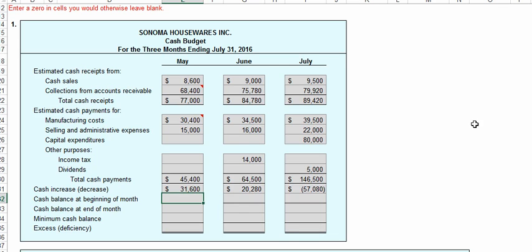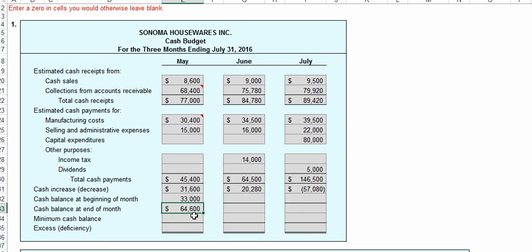Okay, cash balance at the beginning of the month. Go to the second paragraph, first sentence. It says current assets as of May 1st include cash of $33,000. Well, that's the cash balance at the beginning of May. Okay, now we'll add that to the amount of the increase. So the increase plus the balance at the beginning of May gets us the balance at the end of May. Cash balance at the end of May, $64,600.